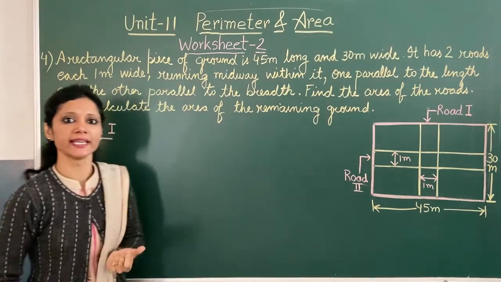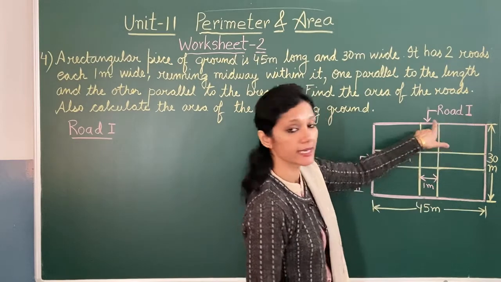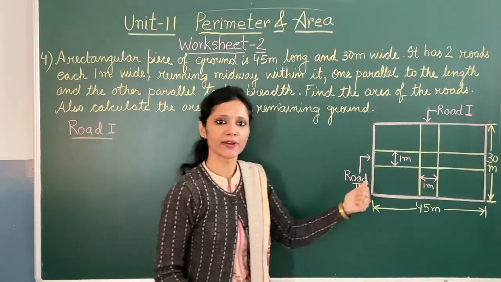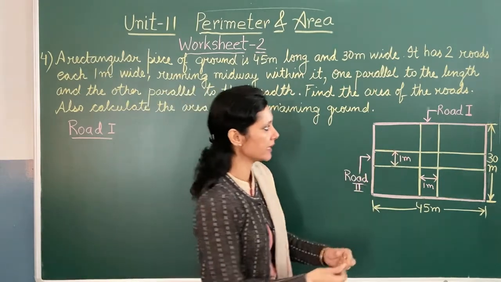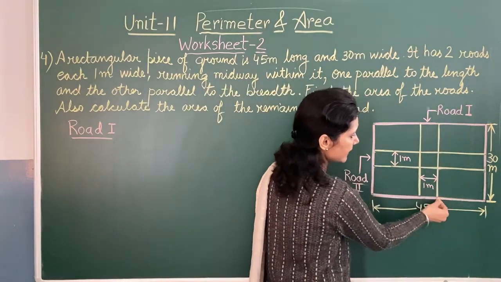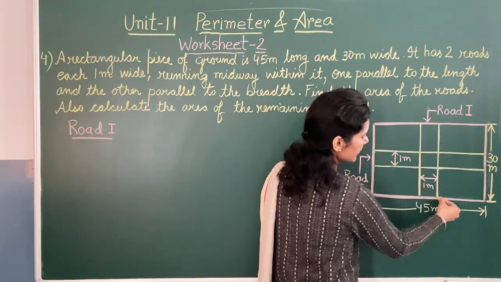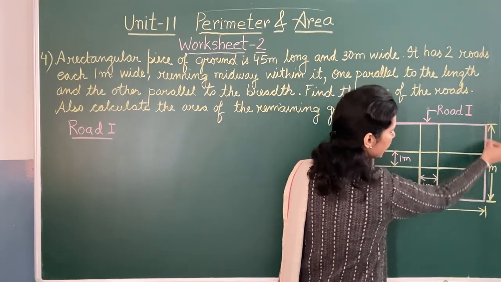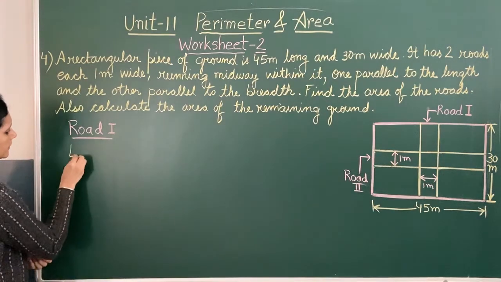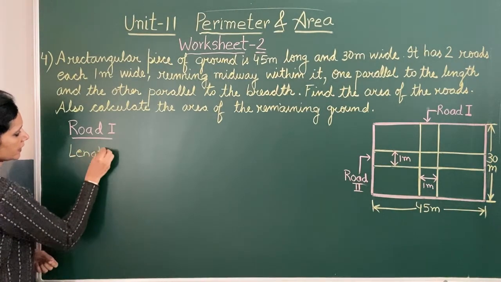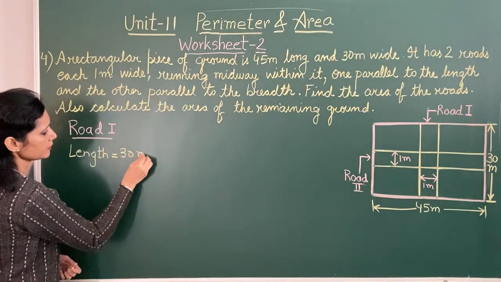Now we have to find the area of road 1 first. As you can see, the shape of road 1 is rectangular. That means in order to find the area of road 1, we need the length and the breadth of road 1. So this longer side is the length and this shorter side is the breadth. As you can see, this length would be equal to the breadth of the rectangle. So the length of road 1 is equal to the breadth of the rectangle, that is 30 meters.